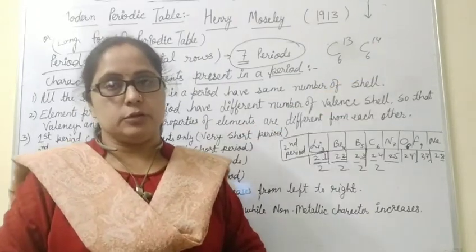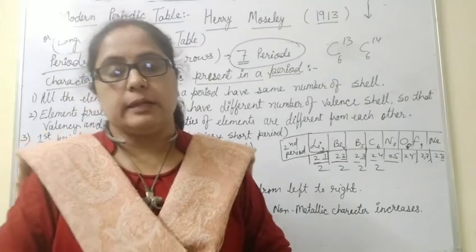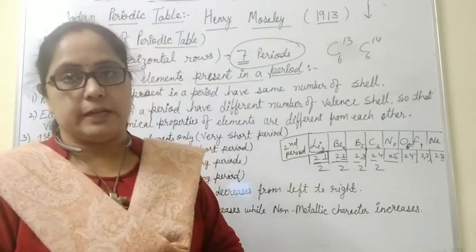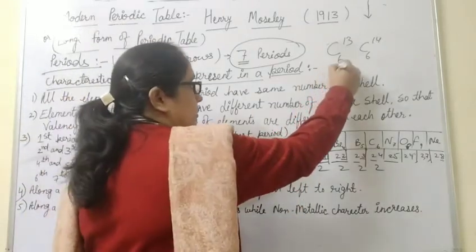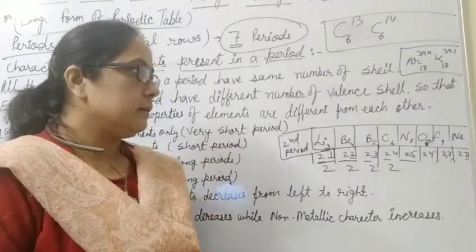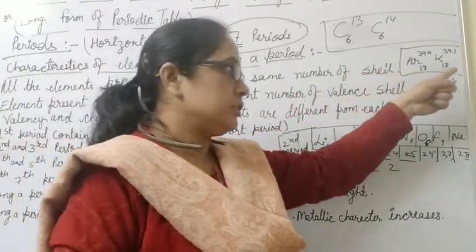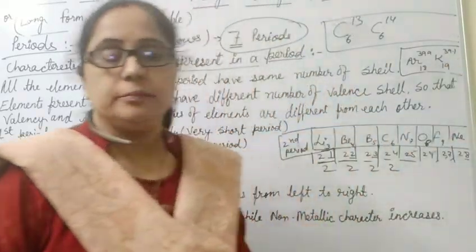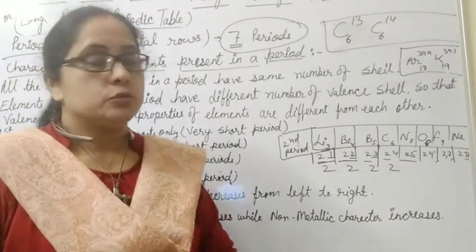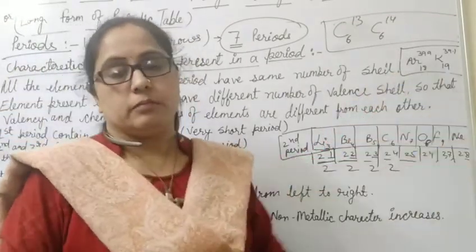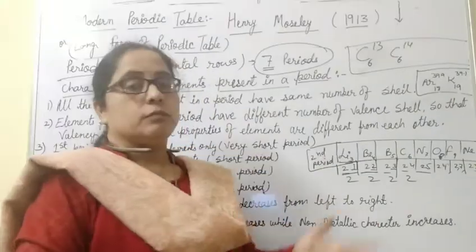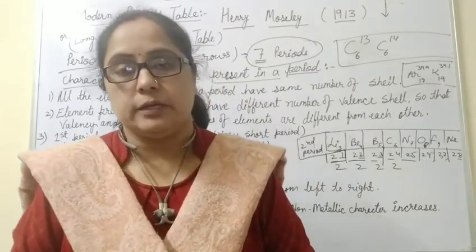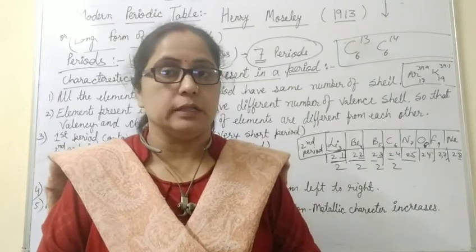Next limitation he tried to remove in the modern periodic table was the anomalous pairs of some elements. I told you in the Mendeleev periodic table, argon and potassium. As we know, the atomic number of argon is 18 and potassium is 19, and the modern periodic table is based on atomic number, so argon is placed before potassium. While the Mendeleev periodic table, we discussed, was based on atomic mass. In this way, Henry Moseley tried to remove all the limitations or defects found in the Mendeleev periodic table.